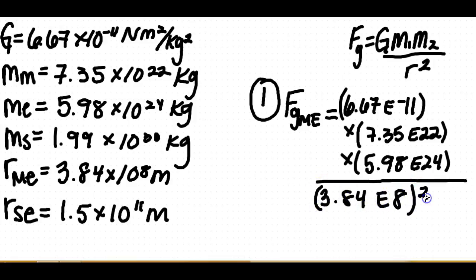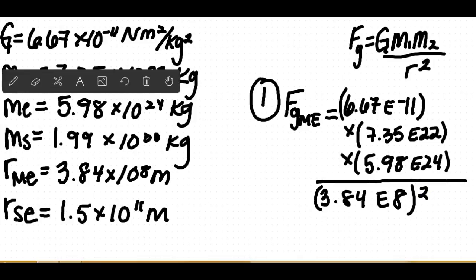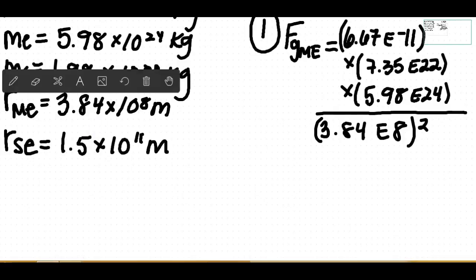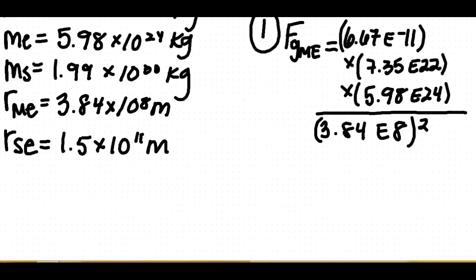And that is squared. So what we have is a whole bunch of big numbers on the top and a relatively large number on the bottom. So when we resolve all of this into a final answer, we're going to get a force of gravity of 1.99 times 10 to the 20th newtons. It's pretty large.